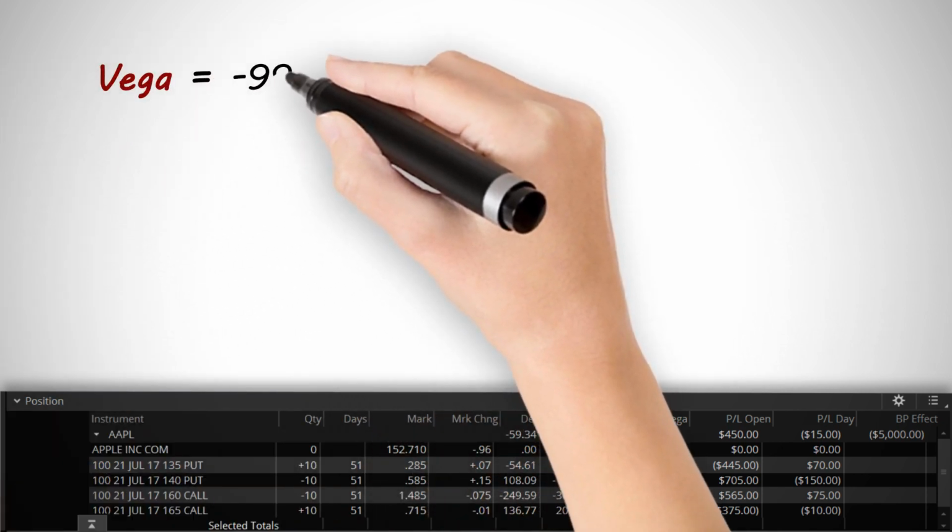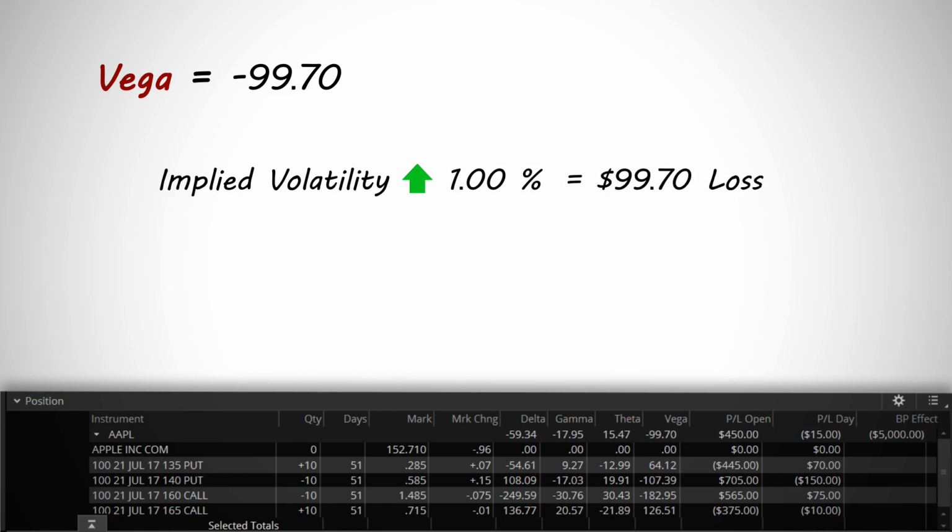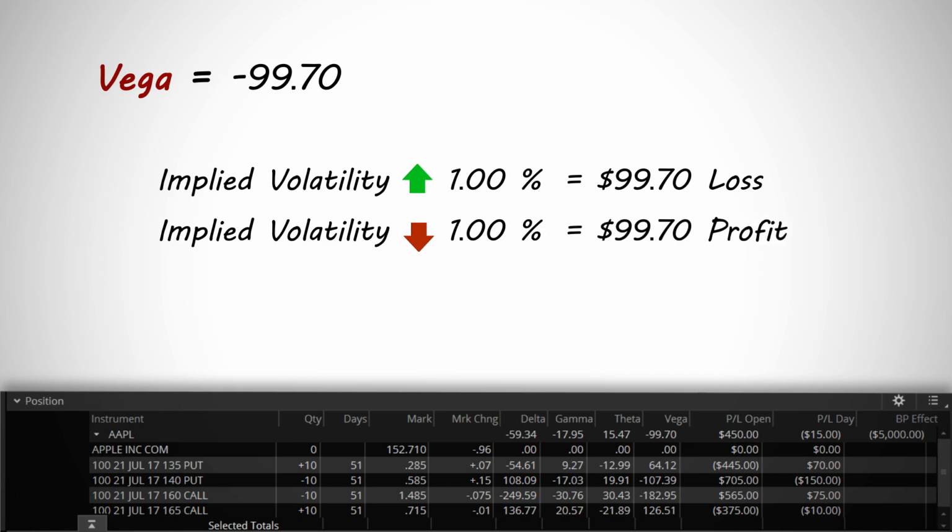Finally, Vega. Our net Vega position here is negative 99.70, which represents what will happen to our P&L if implied volatility goes up by 1%. So if implied volatility goes up by 1%, we'll lose $99. And if implied volatility goes down, we'll make $99. That's all for this lesson.